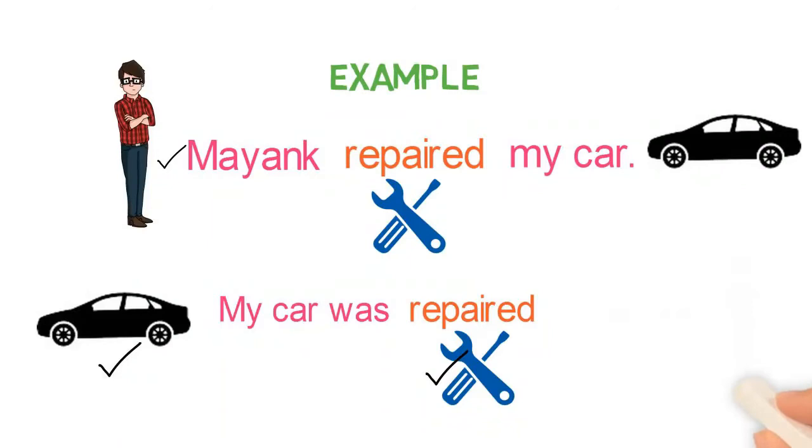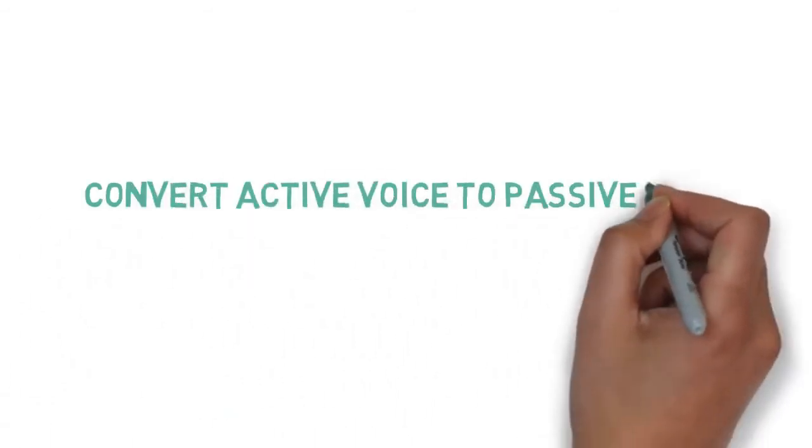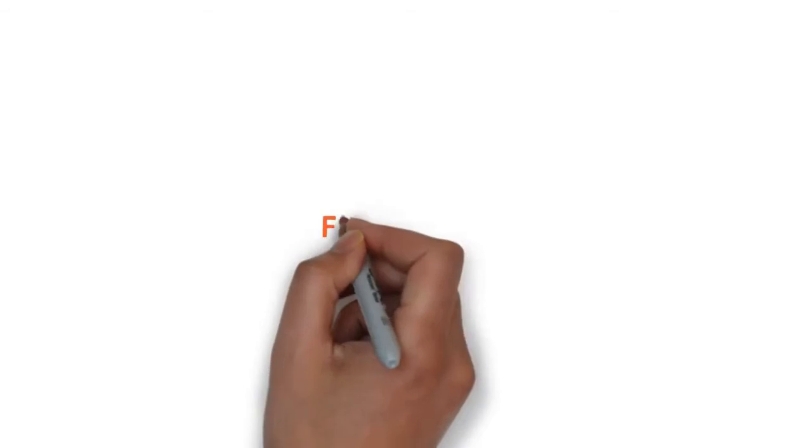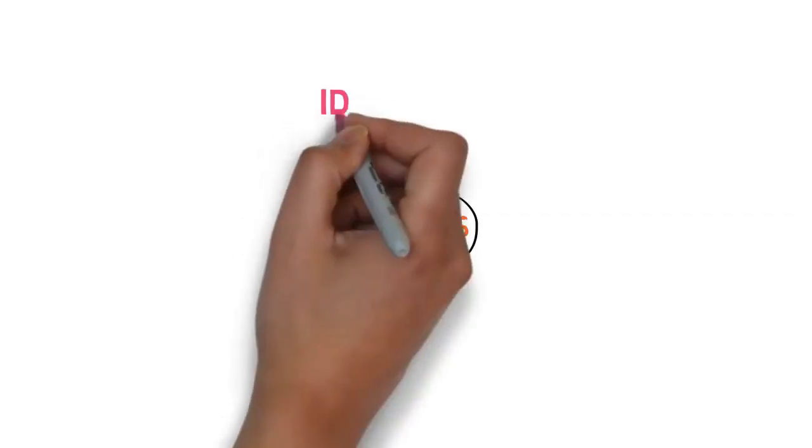Okay, let's change the sentence. My car was repaired, isn't it? So the active voice is converted to passive voice. How is the active voice converted into passive voice? There are five steps to convert active voice to passive.